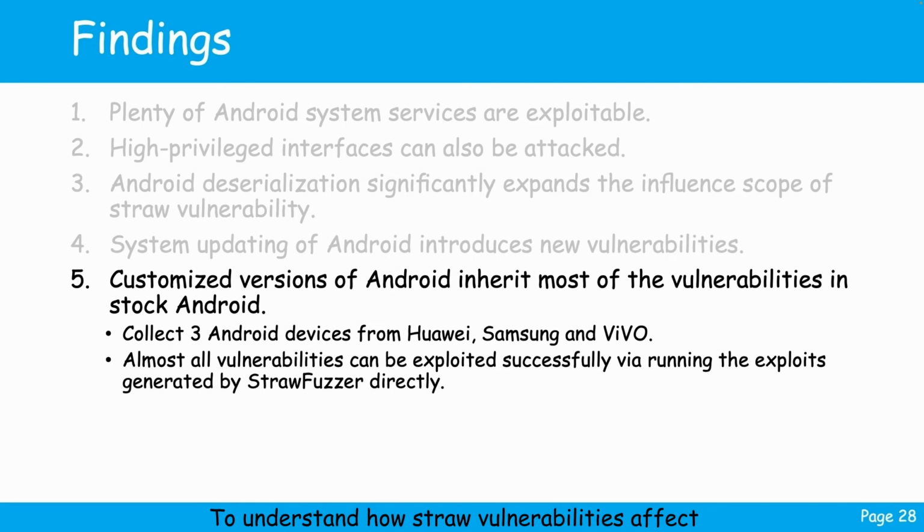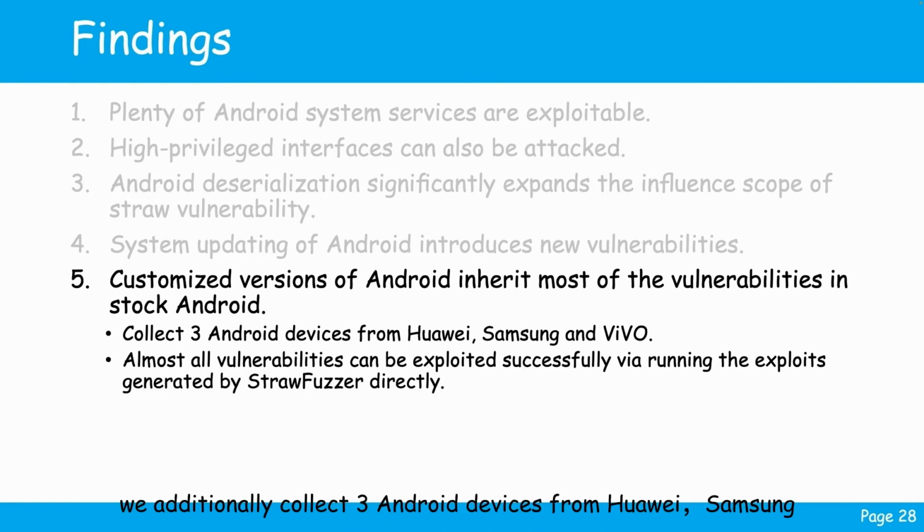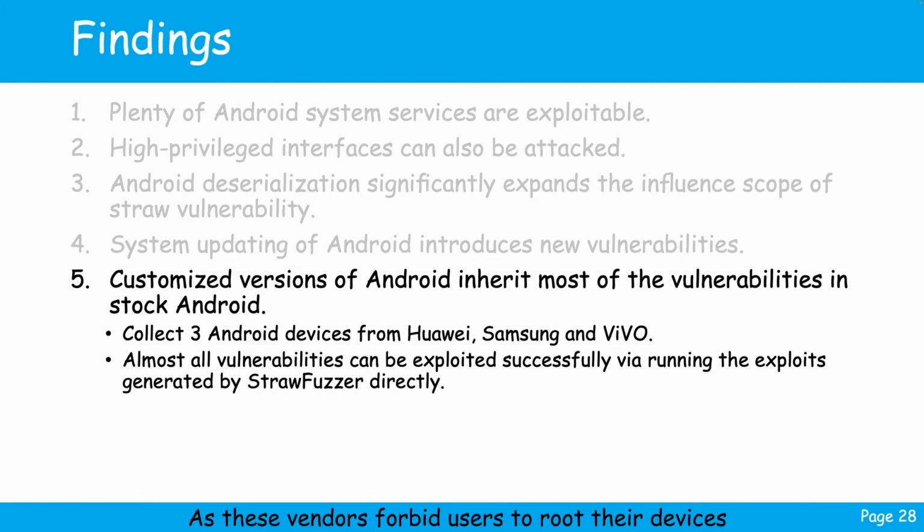To understand how straw vulnerabilities affect customized versions of Android, we additionally collect 3 Android devices from Huawei, Samsung, and Vivo. As these vendors forbid users to root their devices, we cannot rerun StrawFather on their systems. So we run the exploits generated by StrawFather on these devices directly. As a result, almost all vulnerabilities can be exploited successfully.